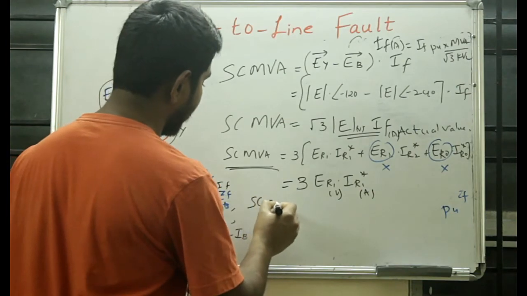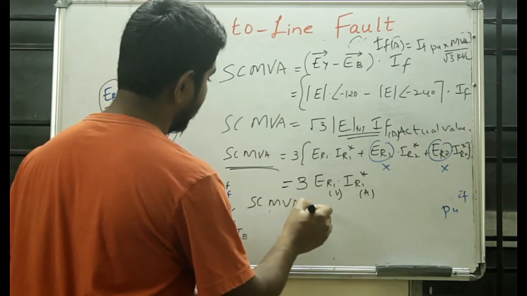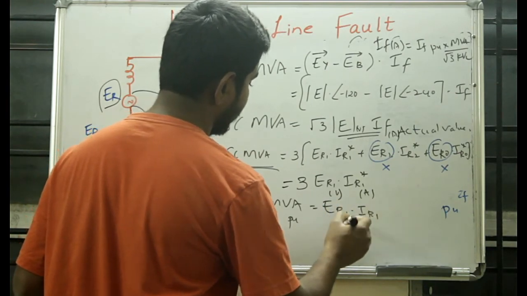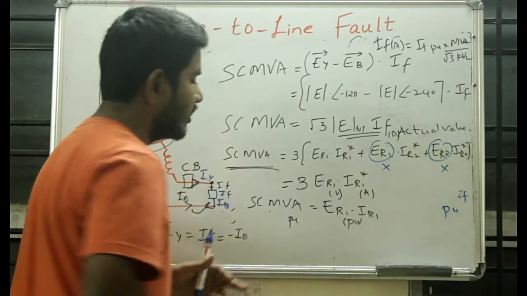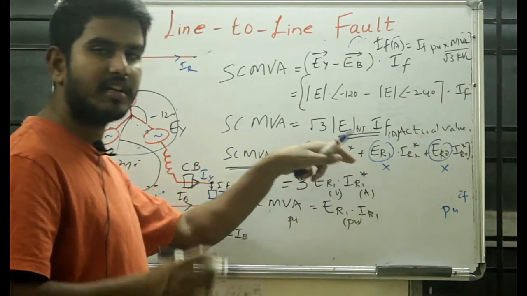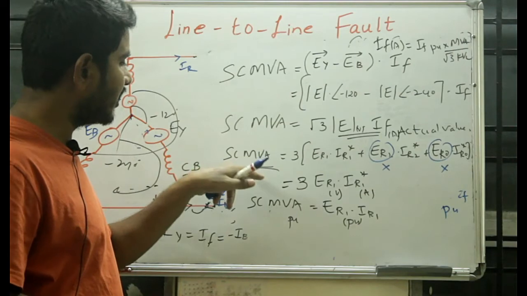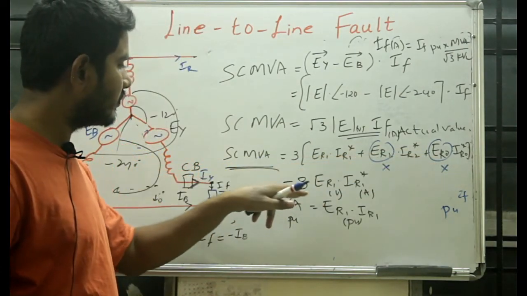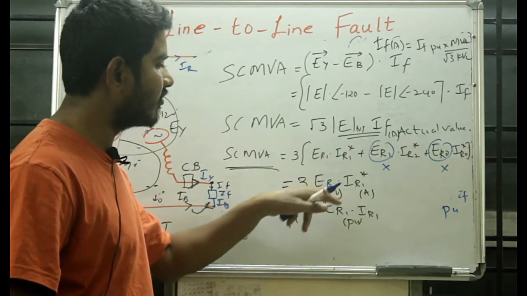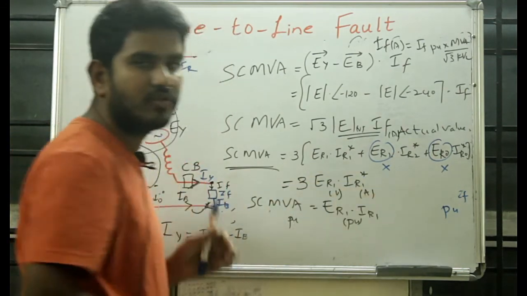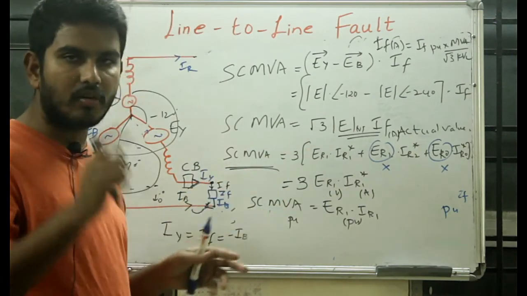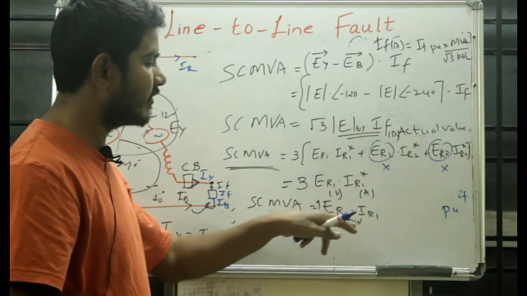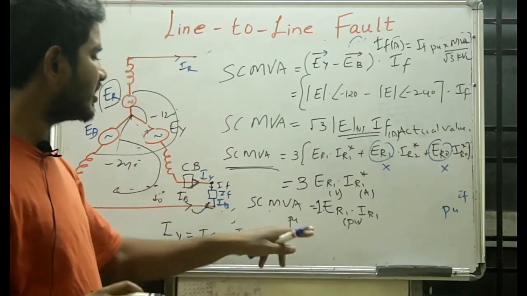Now short circuit MVA in per unit. In per unit you can find it as simply ER1 into IR1. These are per unit values, because this is for three phase. We are considering three phases, so for the three phase we have ER2 and ER0 as 0. So this will be 3 times of ER1 into IR1. Again this will be in actual values only because we are considering three phases. Now if you consider only one phase, this 3 gets removed, so this will be simply 1 into ER1 into IR1. That means you are taking the per unit values. So this is the other way.